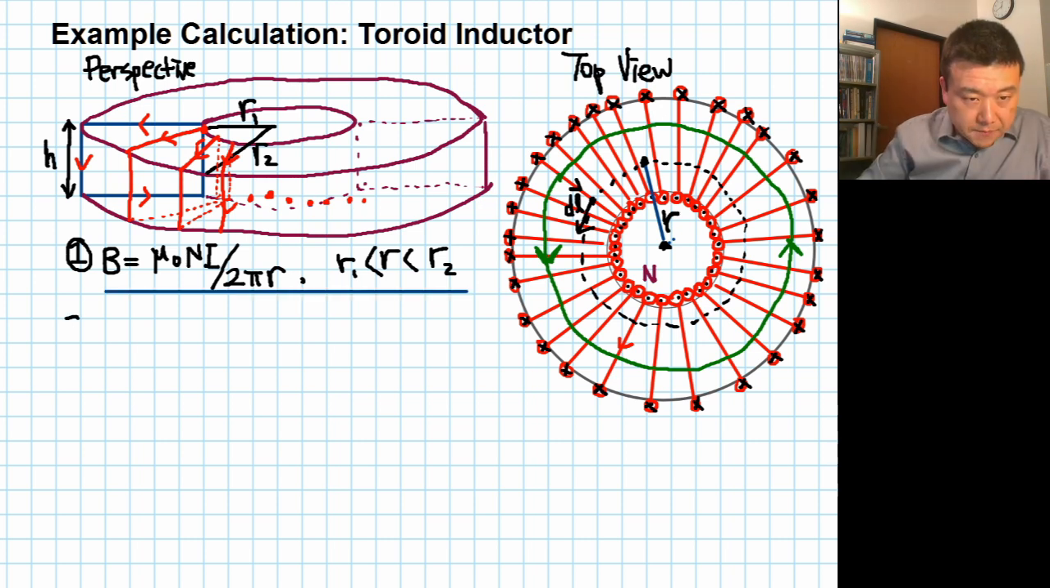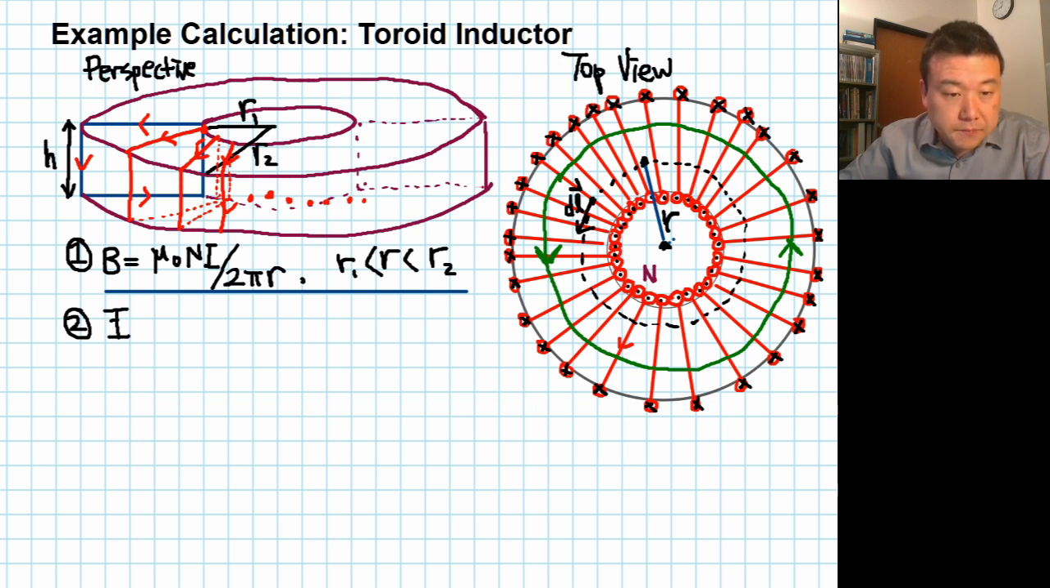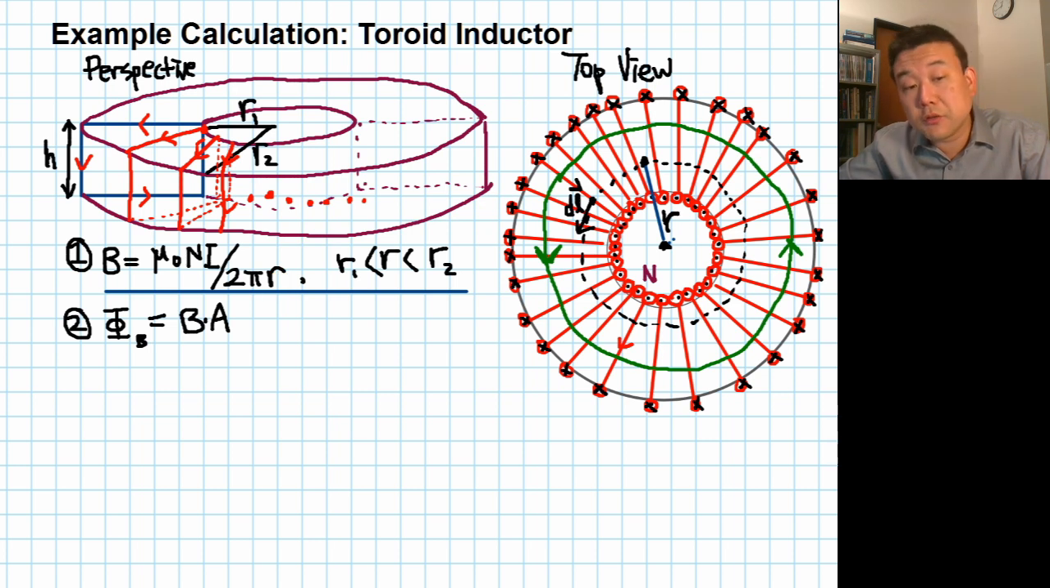So for the second step, in trying to find the inductance of this inductor, we have to come up with an analytical expression for the magnetic flux. Now, with the solenoid example, we simply said that magnetic flux is equal to magnetic field times area. That does not work here. That's because the magnetic field depends on the distance from the center of the toroid. So this old expression does not work.